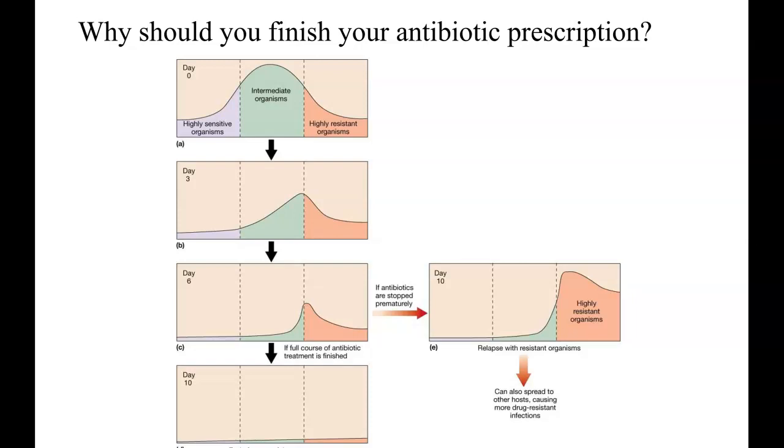By about day 3, you'll notice that we've started to make a dent in those highly sensitive organisms and a pretty good dent in the intermediate organisms. You notice that we haven't really hit those highly resistant organisms. It's going to take a little longer to knock those back. But we're going to be good patients, so we're going to continue to take our antibiotic. If you take a look at day 6, we've pretty much knocked back all of those highly sensitive organisms. We've made a really good dent in the intermediate organisms, and now we're finally starting to make a dent in our highly resistant organisms.